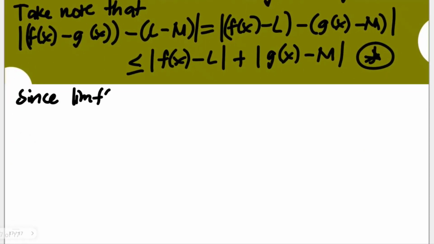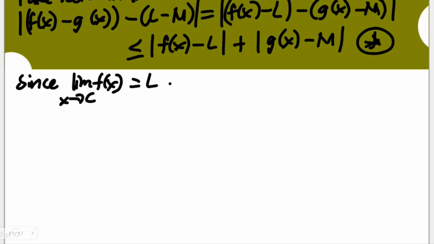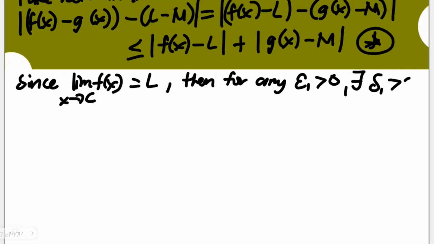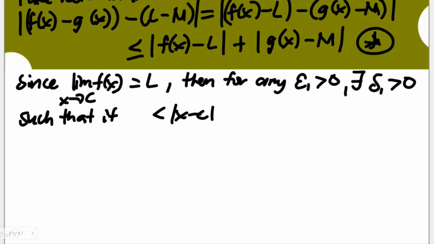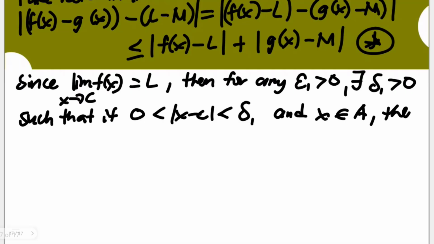Since the limit of f of x as x approaches c is equal to L as declared here, we will have for any epsilon sub 1 greater than 0, there exists delta sub 1 greater than 0, such that if the distance of x and c is greater than 0 but less than that said delta sub 1, and x is an element of A, then we can now say that the absolute value of f of x minus L is less than epsilon sub 1. Epsilon sub 1 in this case because we have this form here.